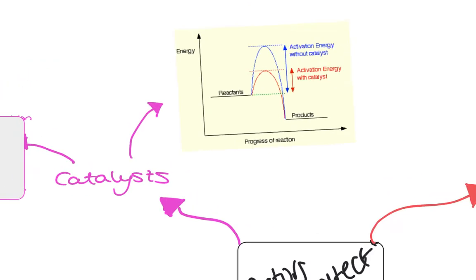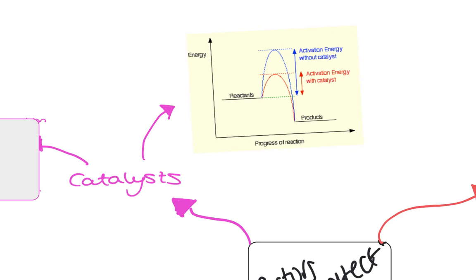Now, lastly, the one that's a bit different is catalysts. Catalysts are chemicals that we add to substances to increase the rate of reaction. That's all they're used for. They do not have an impact on the position of equilibrium. They do not have an impact on the yield itself. They just make the reaction happen more quickly.